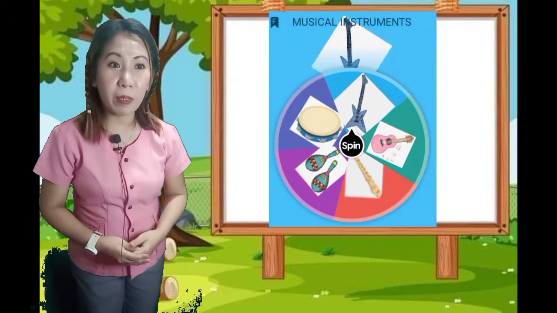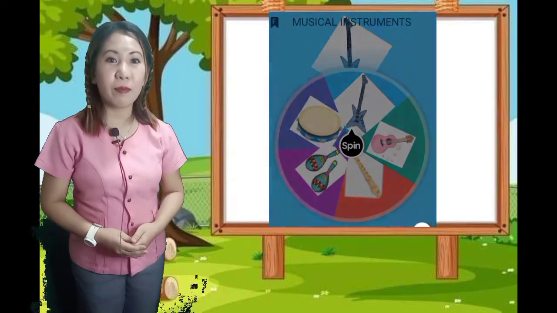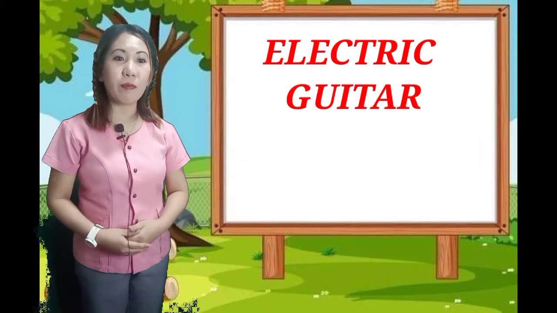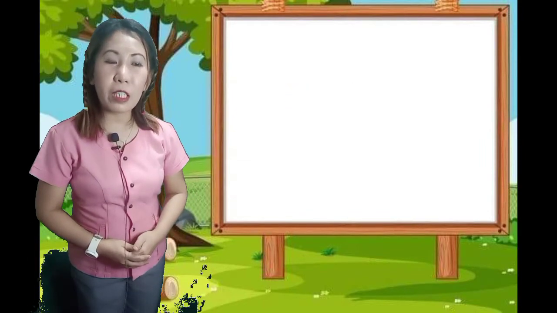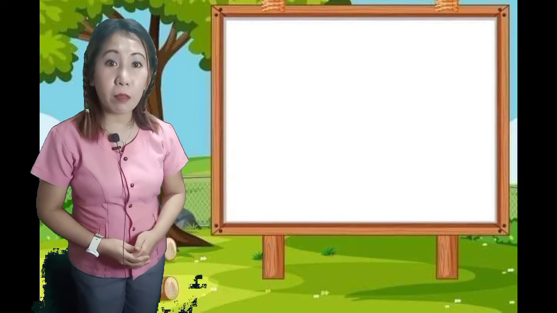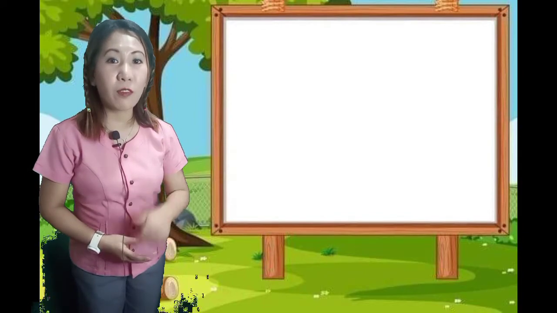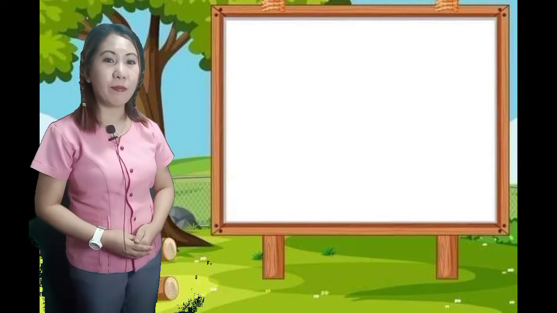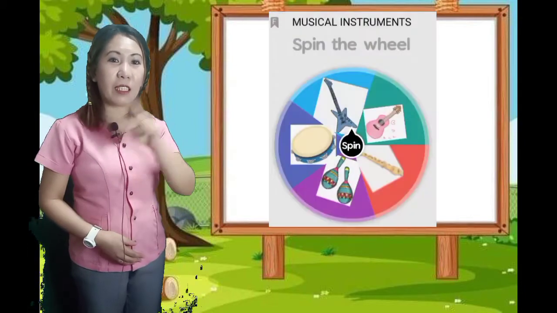What musical instrument is that? Correct. It's electric guitar. And what classification of musical instrument does it belong? Very good. It's electrophone. Next, spin the wheel.